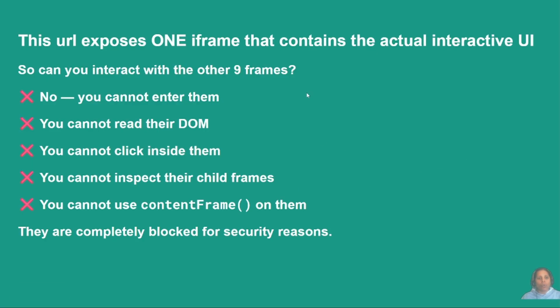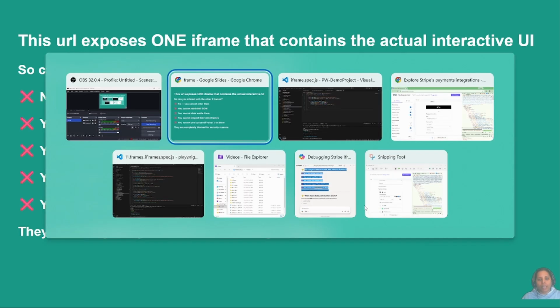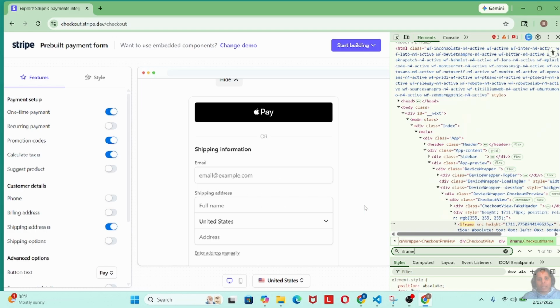So we will not be able to read their DOM, and we cannot inspect the child frames, or use any content frame function. Maybe these are all blocked for some security purpose. Whatever is accessible within our limit, that is actually showing up. Whatever interactive elements have to be displayed over here, that particular frame we are able to access.